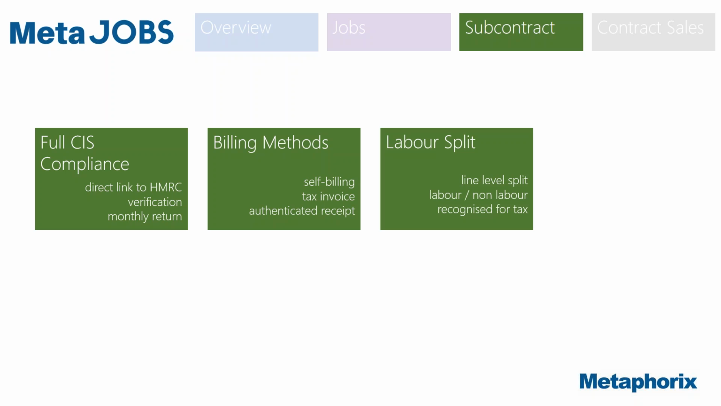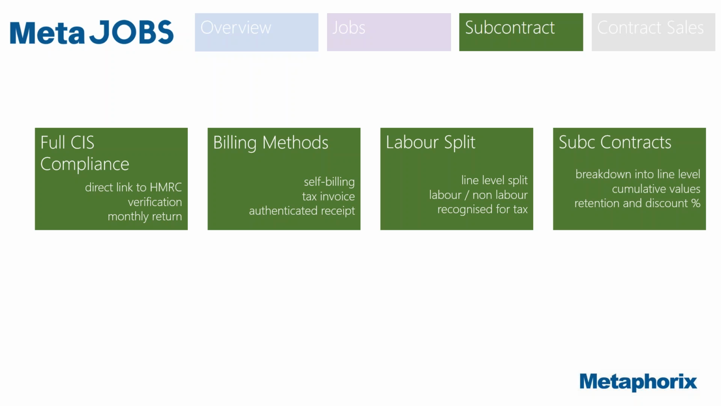One important thing on subcontracting that always comes up is the split of labour, because obviously it directly affects the amount of tax that's calculated. And in MetaJOBs, that can be done at the line level. So for every posting that you do, you can indicate the amount of labour and non-labour on that particular line, so that it works out the deductions correctly for you.